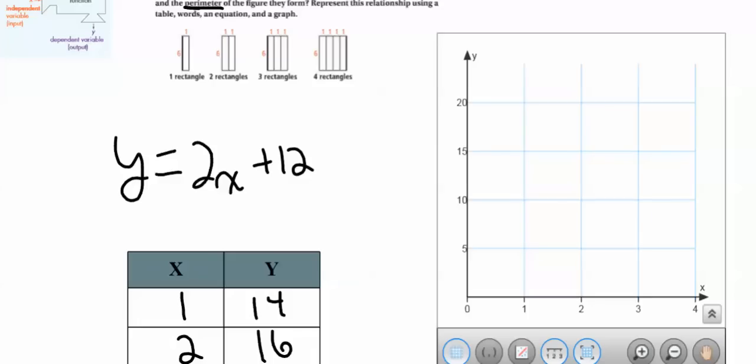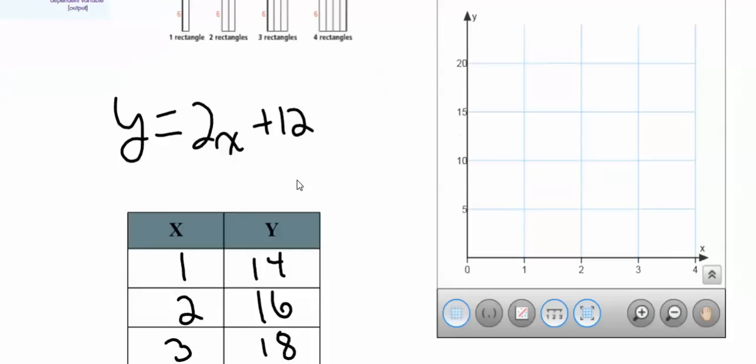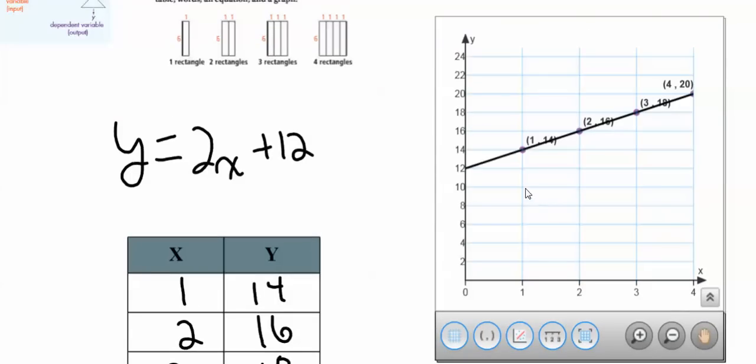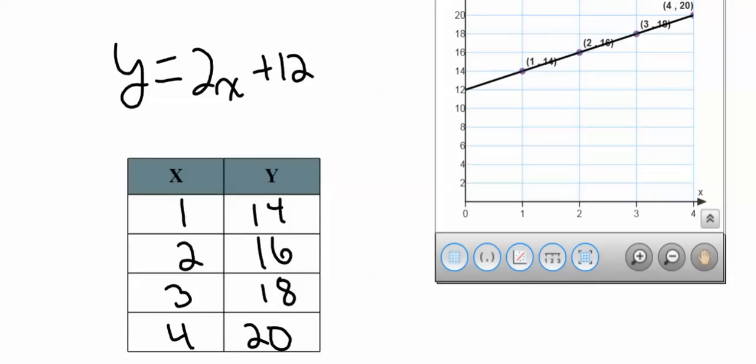And if we just do it by hand here, let's just plot them. So we do 1 and 14, which is probably right there. Okay, so I went ahead and plotted the points, and you want to connect them. You could connect them with a line, but you can see that it does in fact make a line.